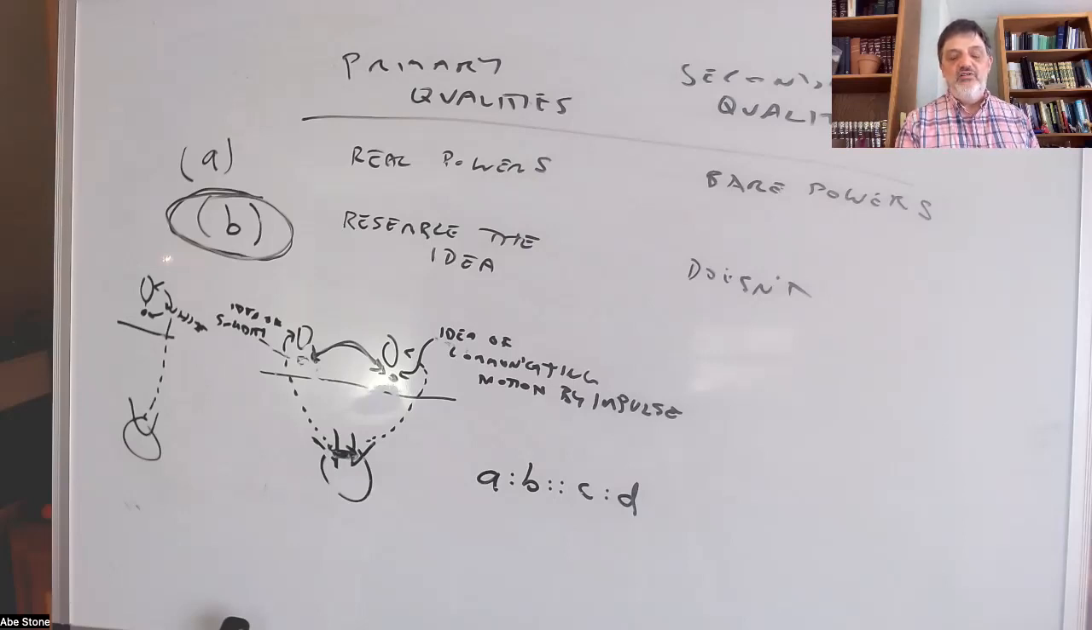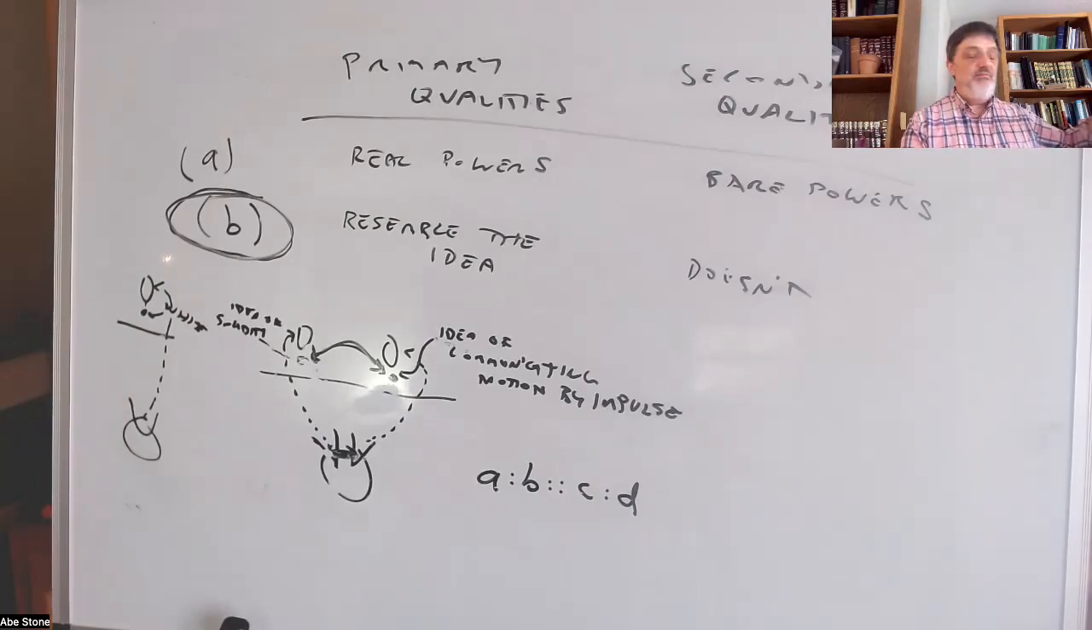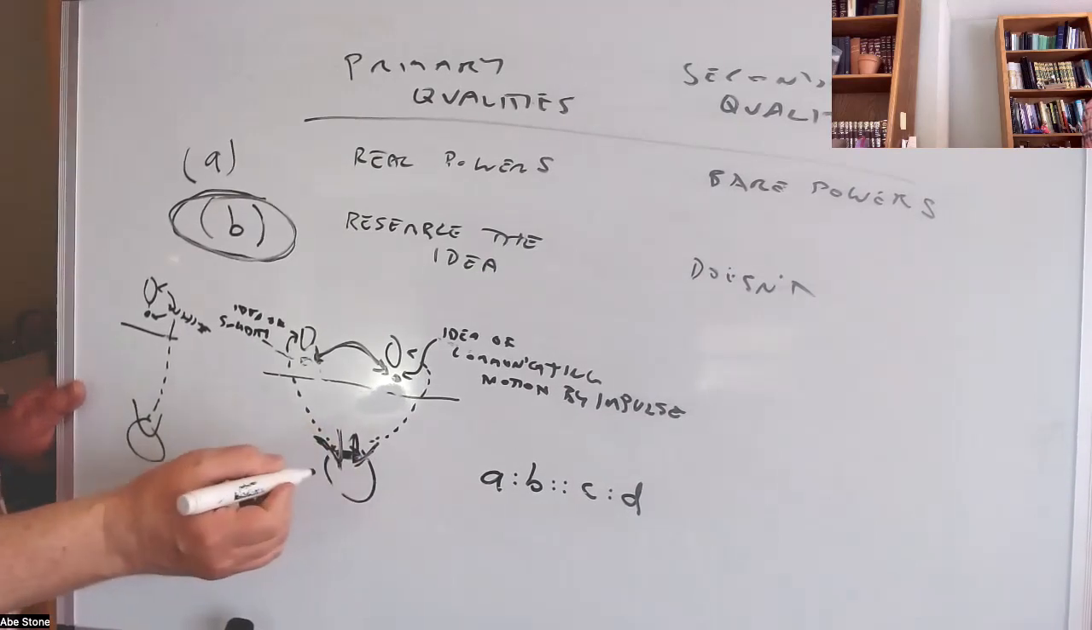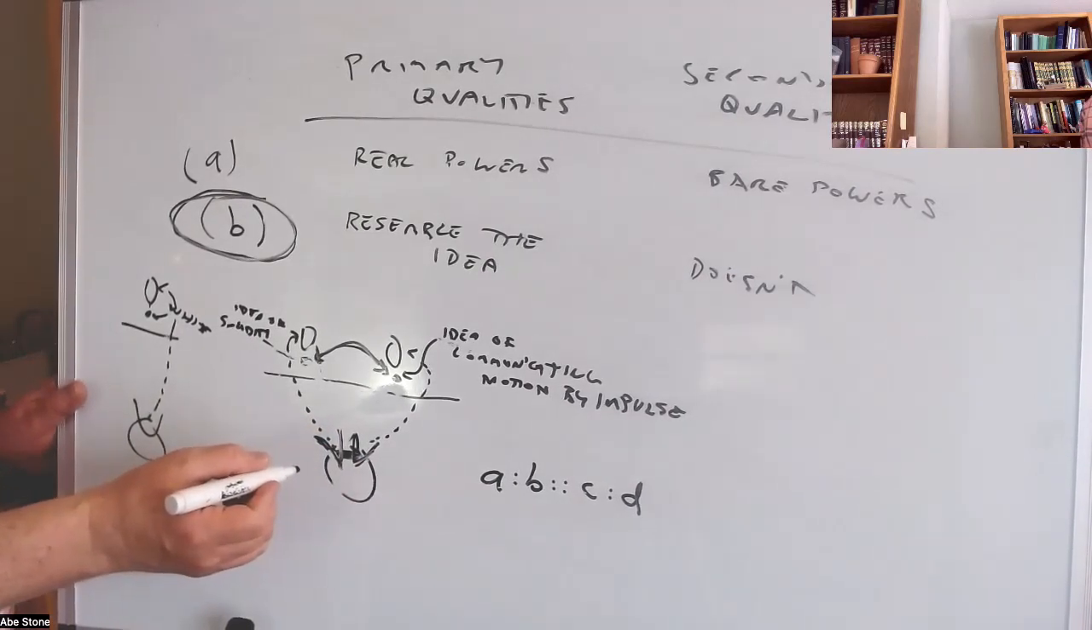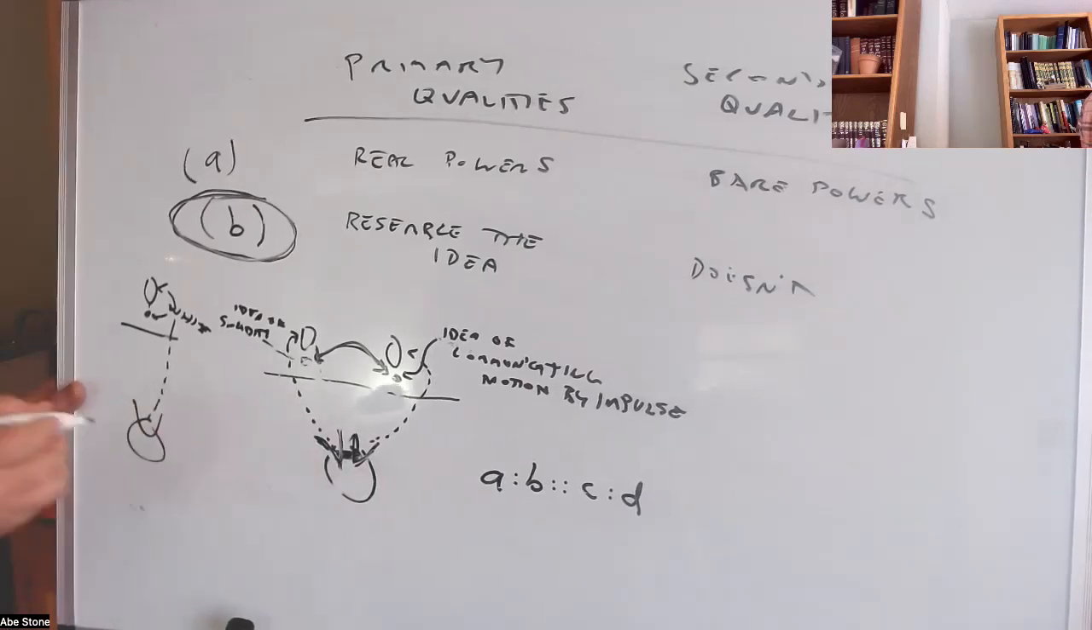So this is itself a trifling proposition. I haven't really learned anything. I don't know anything about this power. What I know is that things with the power to cause me to perceive white will cause me to perceive white. But in this case, I can say what power I've learned that about.